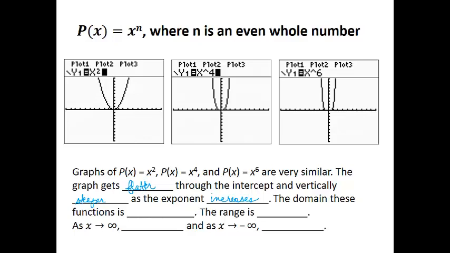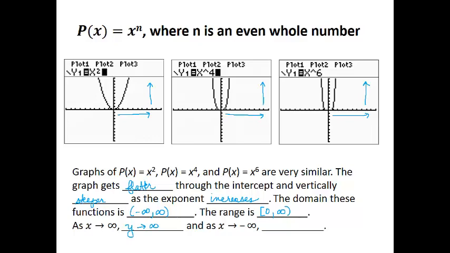The domain is all real numbers, so we'll write negative infinity to infinity. And the range going from bottom up is from 0 to infinity. As far as the end behavior, notice that as we move to the right end of each of these graphs, what's happening? Yeah, the graph is going up, so that means the y values are increasing. So as we go to infinity, y also goes to infinity.